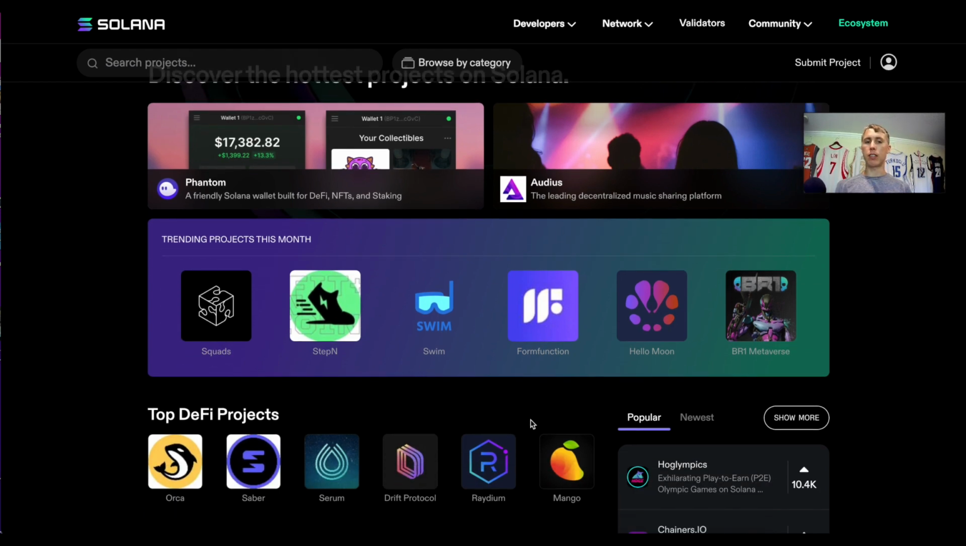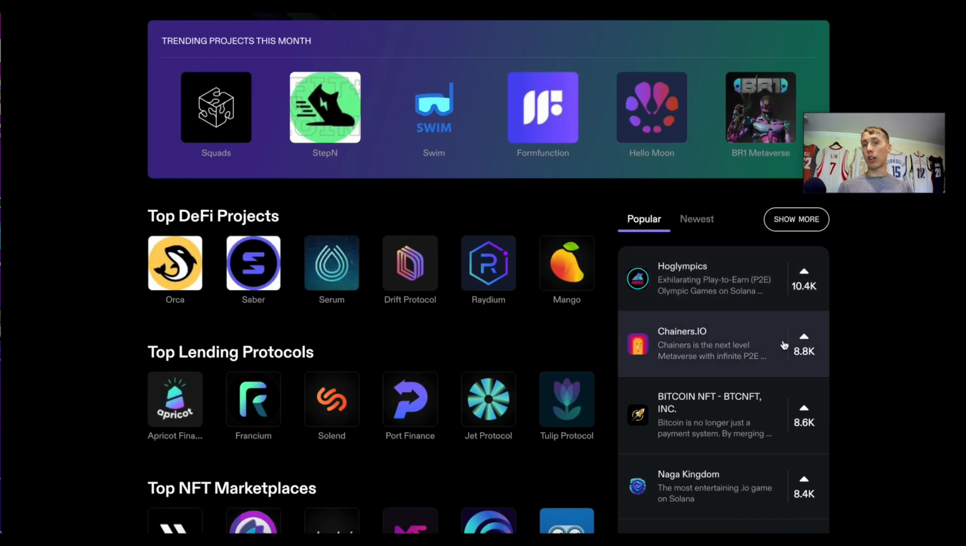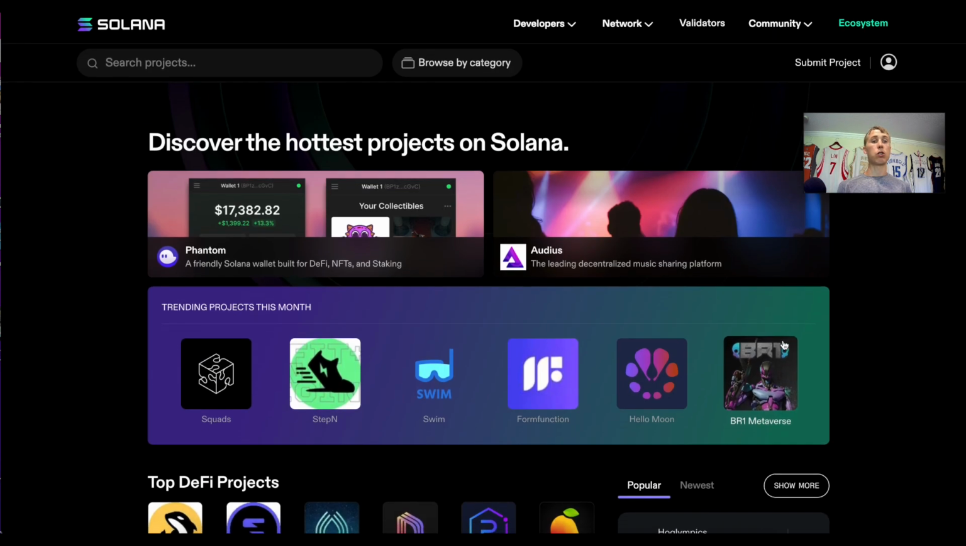There's actually a lot of projects built on Solana as well. You've got Step In, Swim, Form Function, Orca, Saber, Serum, all kinds of different dApps. Like I mentioned, it's basically everything that you know and love on Ethereum, Avalanche, Phantom, but on Solana, and then some. We're talking hundreds and hundreds of projects.